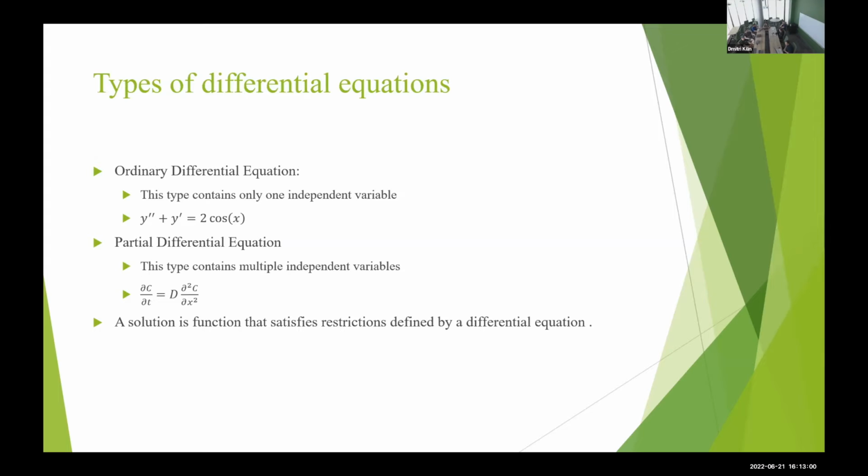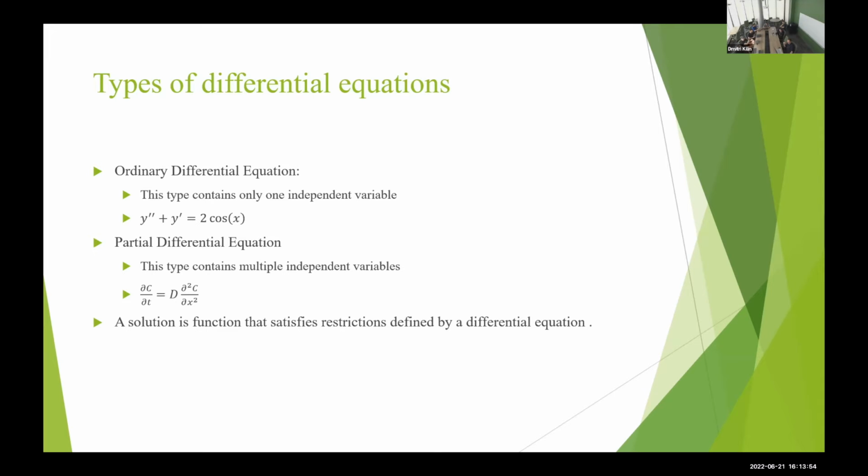And we have other definitions: ordinary differential equations and partial differential equations. Ordinary differential equations only include one independent variable. For example, in these second order equations, the only independent variable is x, and y as a function depends on x, which is only one variable. But in partial differential equations, we have multiple independent variables. One example is the diffusion equation, where the concentration C depends on time and also location.